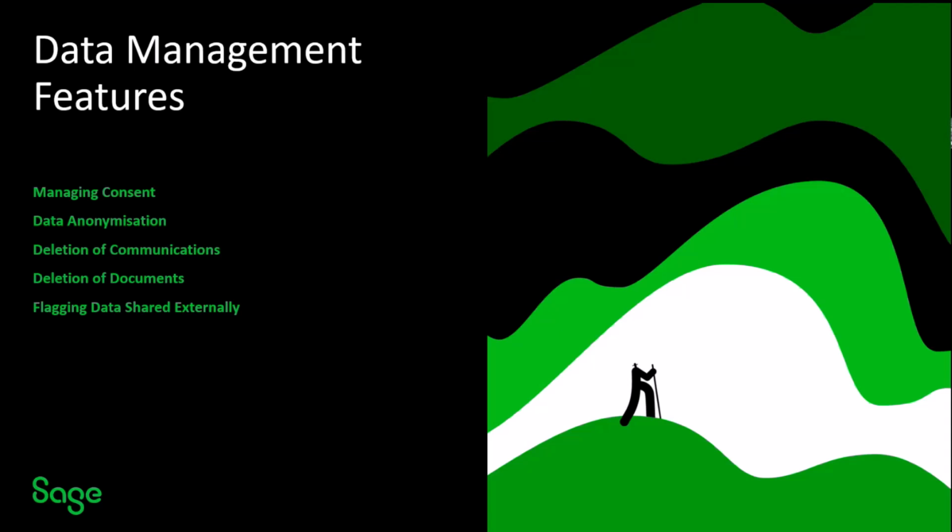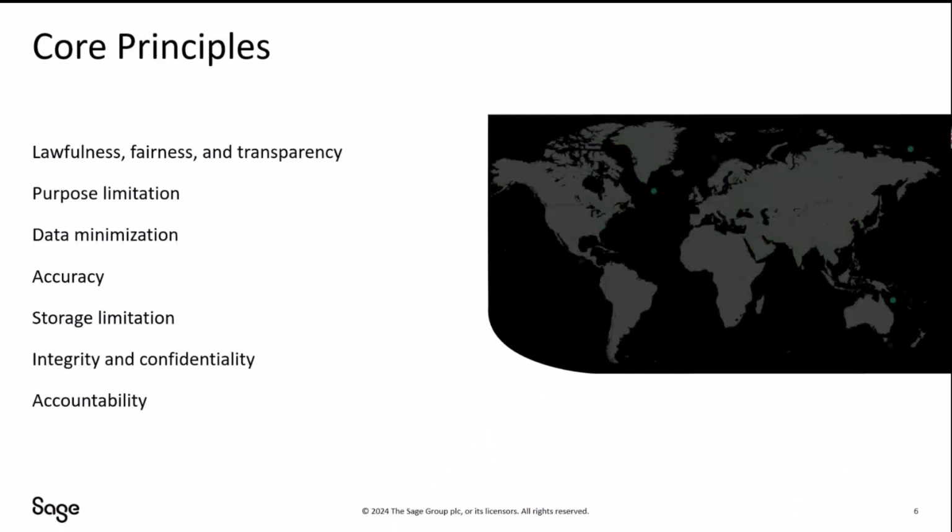But the tools that we have around data management inside Sage CRM are, as we've seen, managing consent. We're now looking at the idea of data anonymization and, we'll also touch on the idea of pseudonymization as well. We are looking at the question of the deletion of communications, the deletion of documents, and then the flagging of externally shared information. That's the extent of the features that Sage CRM provides. But let's remind ourselves, first of all, what this is all about.